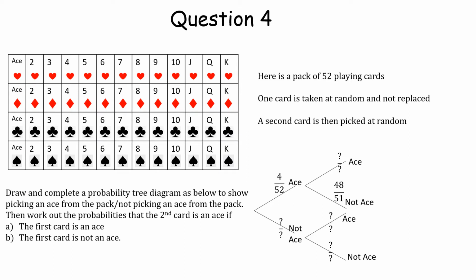Question 4. Here is a pack of 52 playing cards. One card is taken at random and not replaced. A second card is then picked at random. Draw and complete a probability tree diagram as below to show picking an ace from the pack or not picking an ace from the pack. Then work out the probability that the second card is an ace if the first card is an ace, and work out the probability that the second card is an ace if the first card is not an ace.